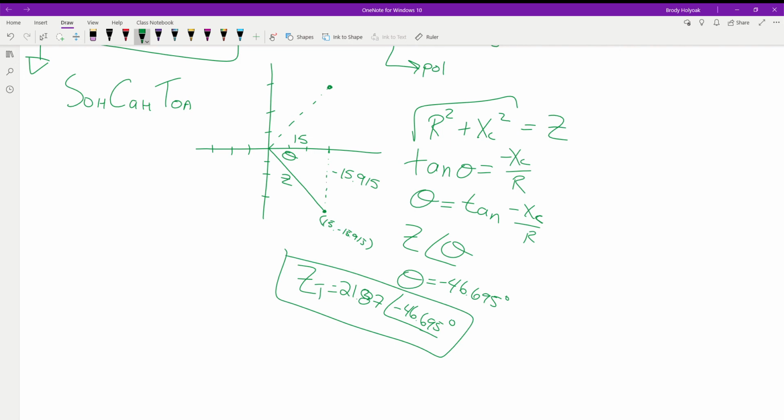Okay, so this is where we're going to pick up tomorrow. Right here we have our total impedance for this circuit now. We have 21.87 ohms, and it's running at a negative 46 degrees. Once we get through that, we'll solve for our current, we'll solve for the voltage, and then we'll come back and plot them so you can see what they look like. Okay, that's all we got for today.